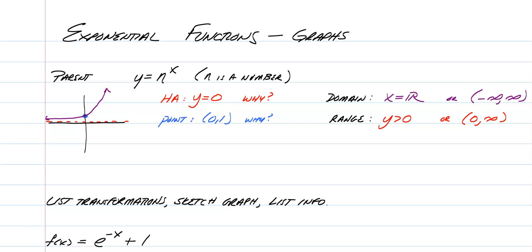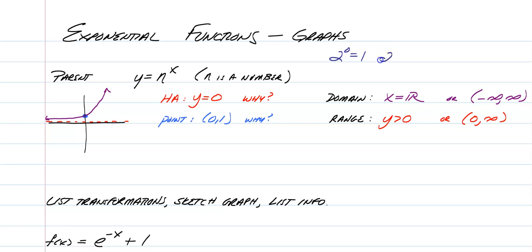So remember, a parent function is a function that has no transformations done to it, and a basic exponential function is just y is equal to n raised to the x power, where n is any number. So I want to think about a couple of things before. Think about 2. Let's do 2 raised to the 0 power. Remember, anything raised to 0 is 1. And then, of course, 2 raised to the first power, or any number raised to its first power, is itself.